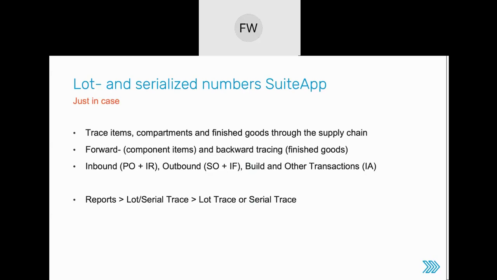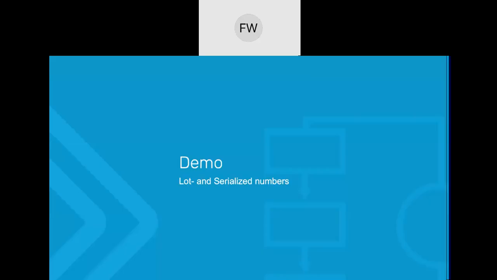It traces items, components, and finished goods through the supply chain. You have forwards and backwards tracing. So you can have normal items traced, but also items which have been combined. And it will show you the inbound orders, so the purchase order and the item receipt, the outgoing orders, the sales order and the item fulfillment, any build which has been done in between, and any other transactions like an inventory adjustment. I will show you this in the last demo.